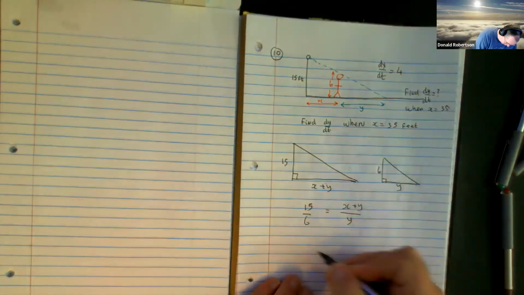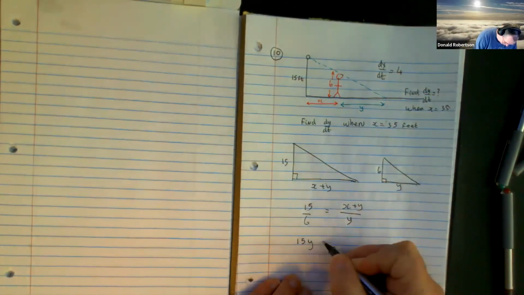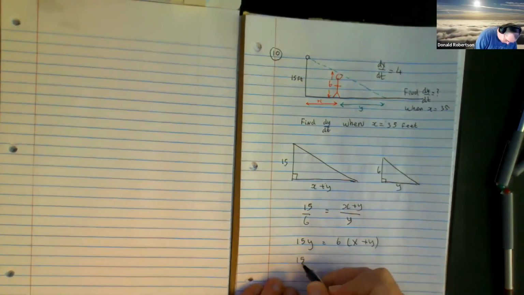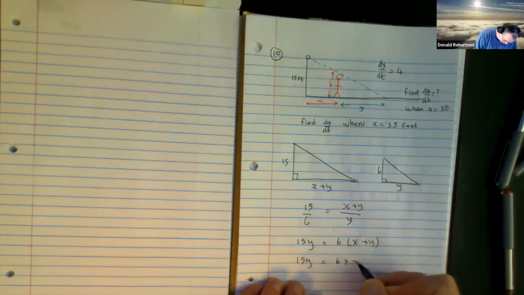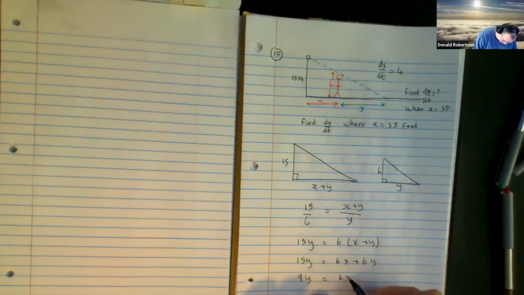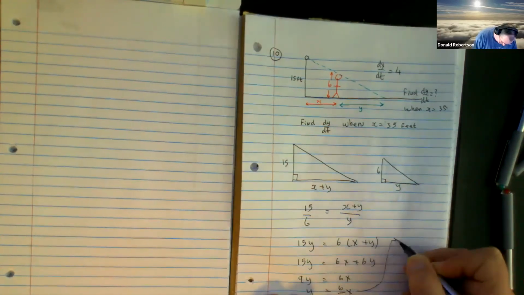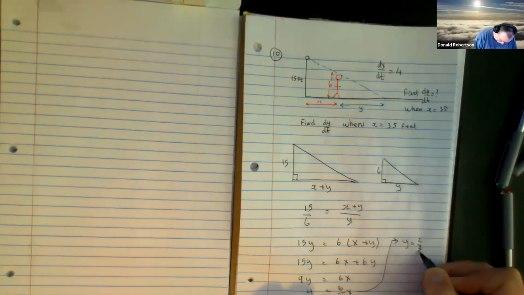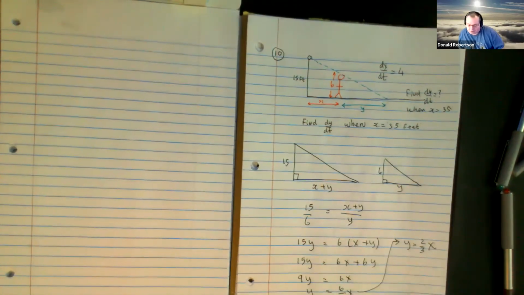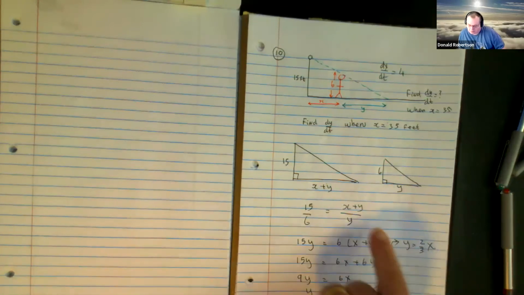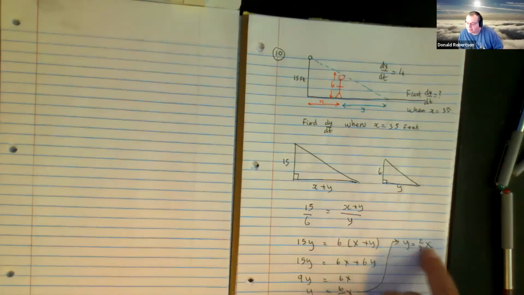Now, if you do a little cross multiply, 15y equals that guy. 15y is 6x plus 6y. If you subtract 6y from both sides, and then if you divide both sides by 9, you will get a very simple connecting formula. So I didn't differentiate that. That would be horrendously difficult. I did a little bit of algebra and made it pretty.